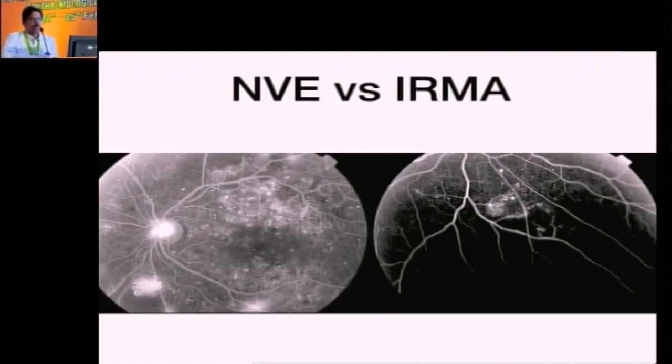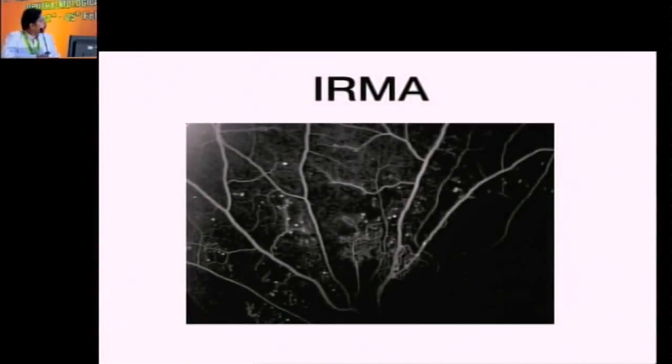So it helps you differentiate. When you see an abnormal vessel, right away you need not jump to conclusions whether it's NVE, and if you're not very sure clinically what it is, then you can do a fluorescein angiogram to confirm. So on my picture, showing the large IRMA which is not leaking at all, whereas if it was a new vessel, it would profusely leak in these eyes.